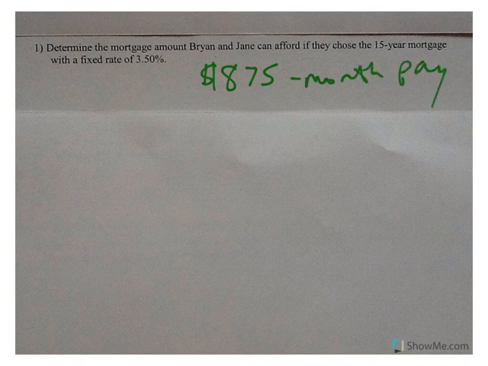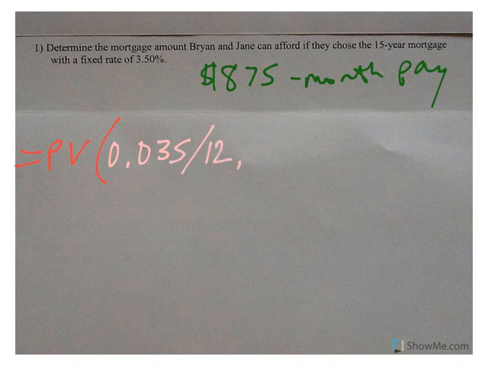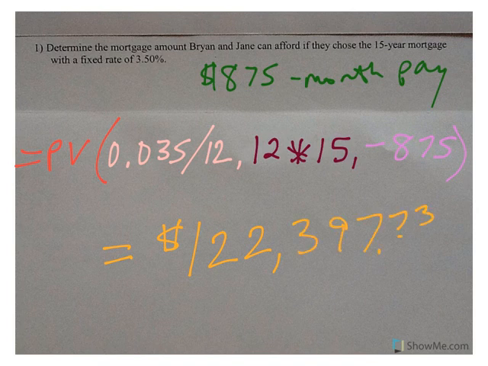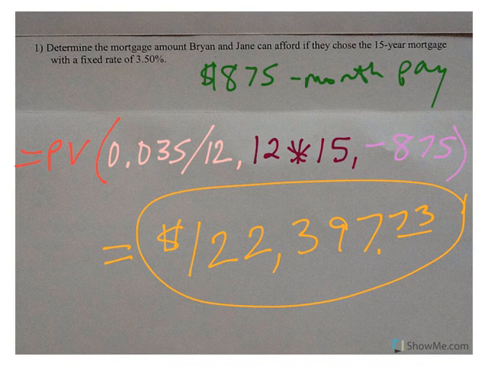So in Excel, we would type in PV. We start with the interest rate, 0.035 divided by 12, because they're making 12 payments a year. Inside, okay, we're doing 15 years, so 12 months in a year times 15 years in the loan, and again, they're making payments of $875. Now, if you type this into Excel, just like you see it, it should spit out $122,397.73. Which means if they want to do a 15-year mortgage instead of a 30-year mortgage, they can afford about $50,000 less of a house, right?